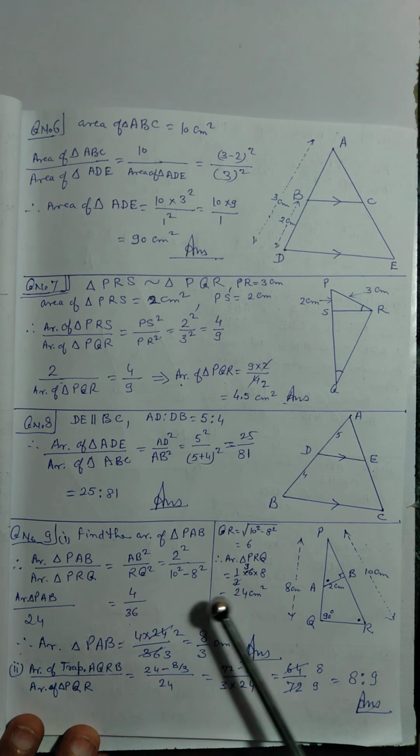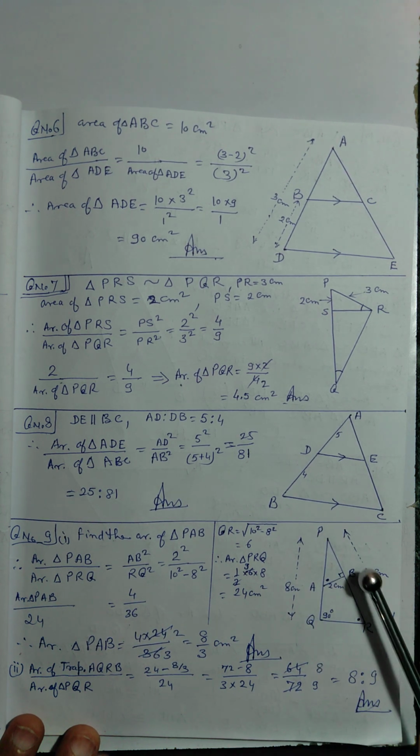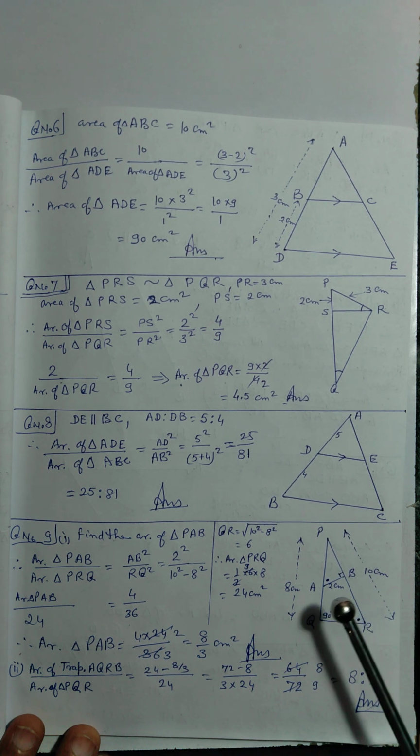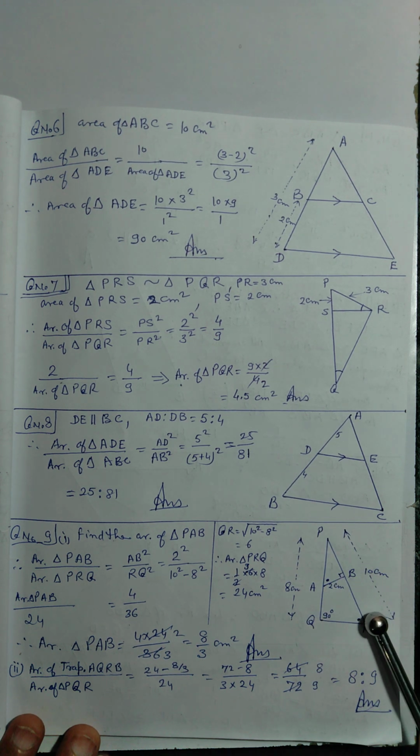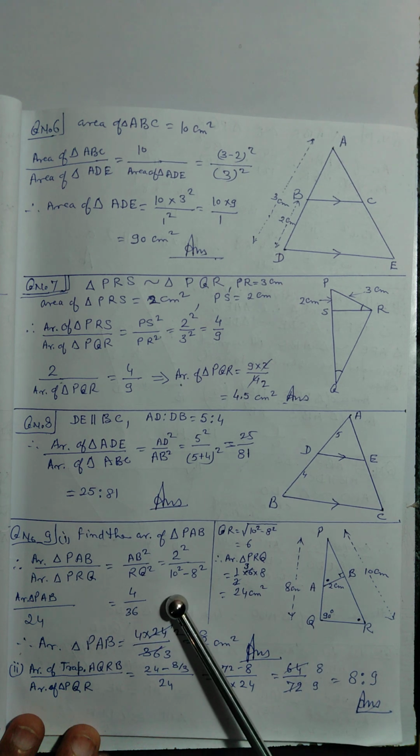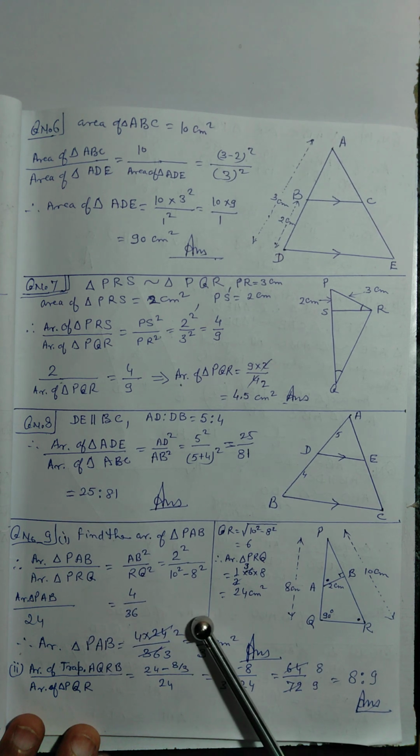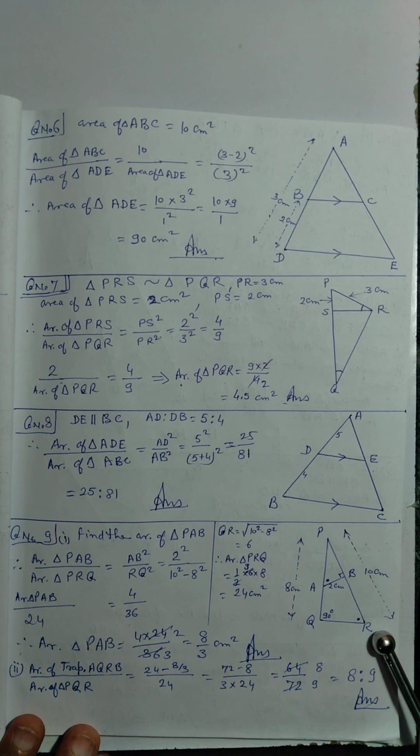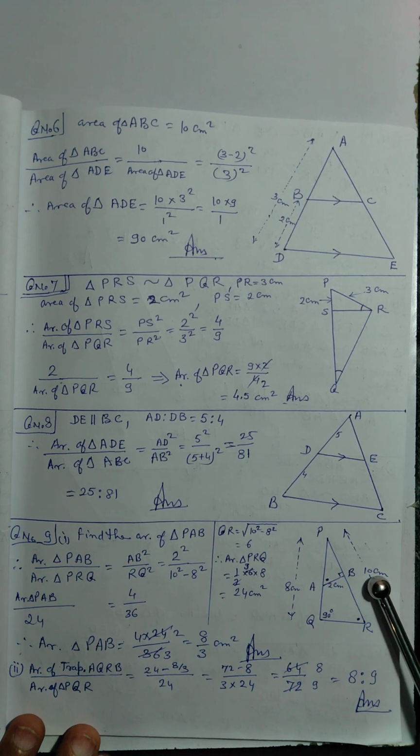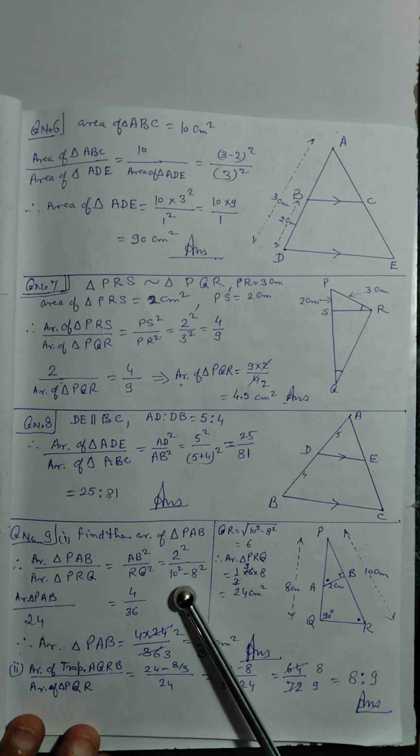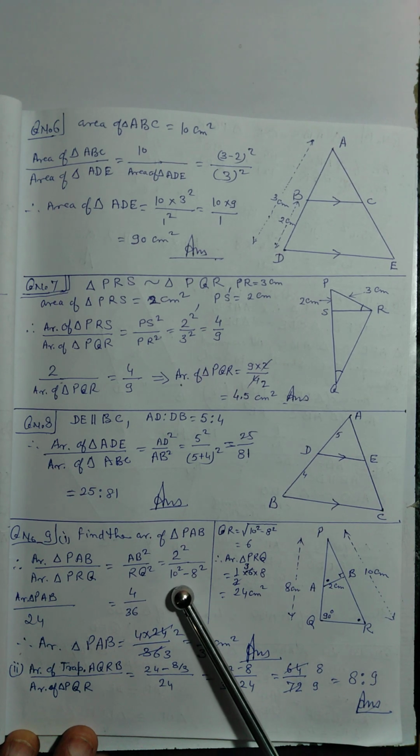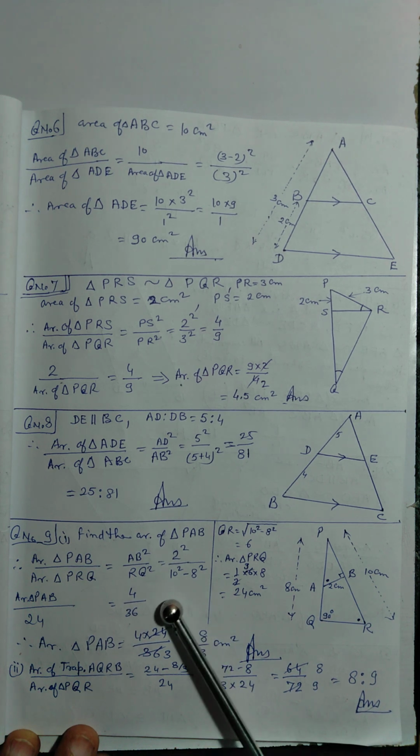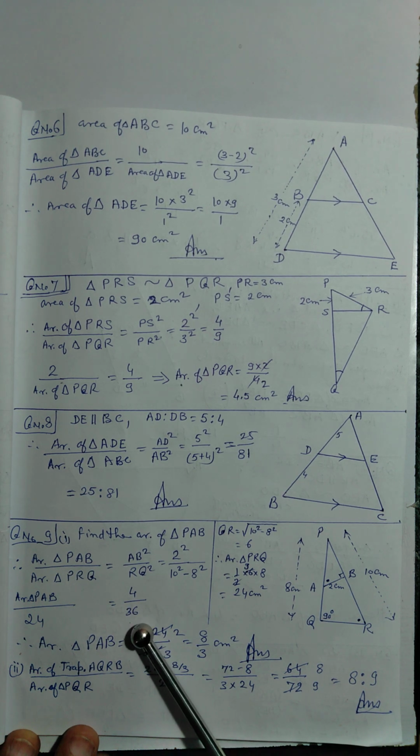For PQ square, you see that this is the hypotenuse. So the 10 square minus 8 square, that will be equal to RQ square. पाइथागोरस थ्योरम को लागू किया मैंने. 10 स्क्वायर माइनस 8 स्क्वायर, दैट इज हियर. सो 10 स्क्वायर मीन्स 100, 8 स्क्वायर मीन्स 64. सब्ट्रैक्ट कीजिए, you will get 36.